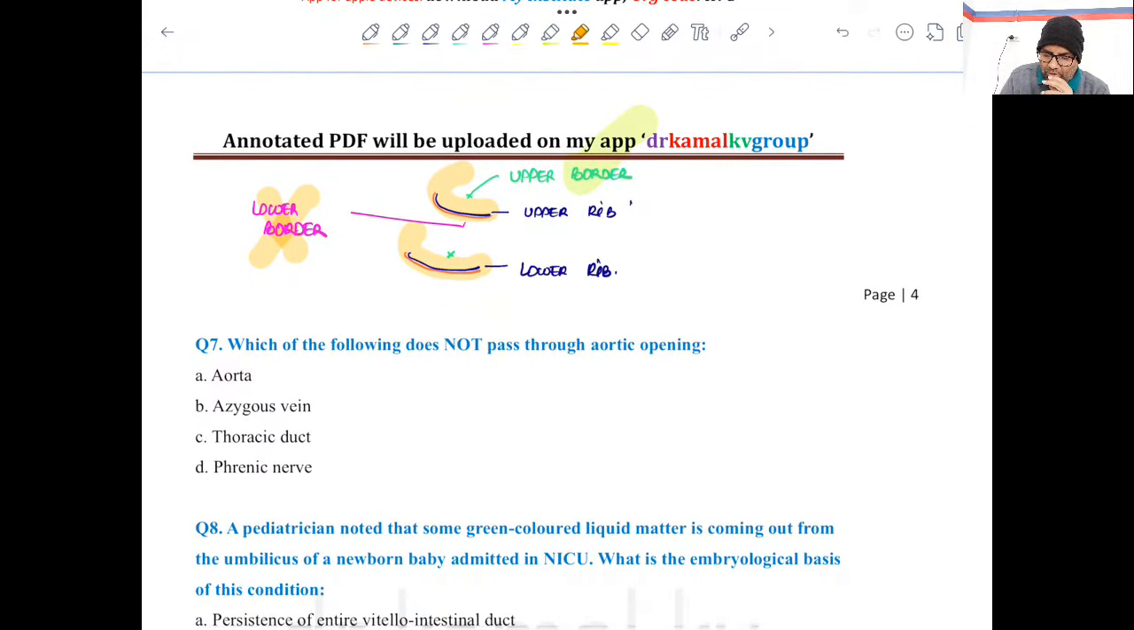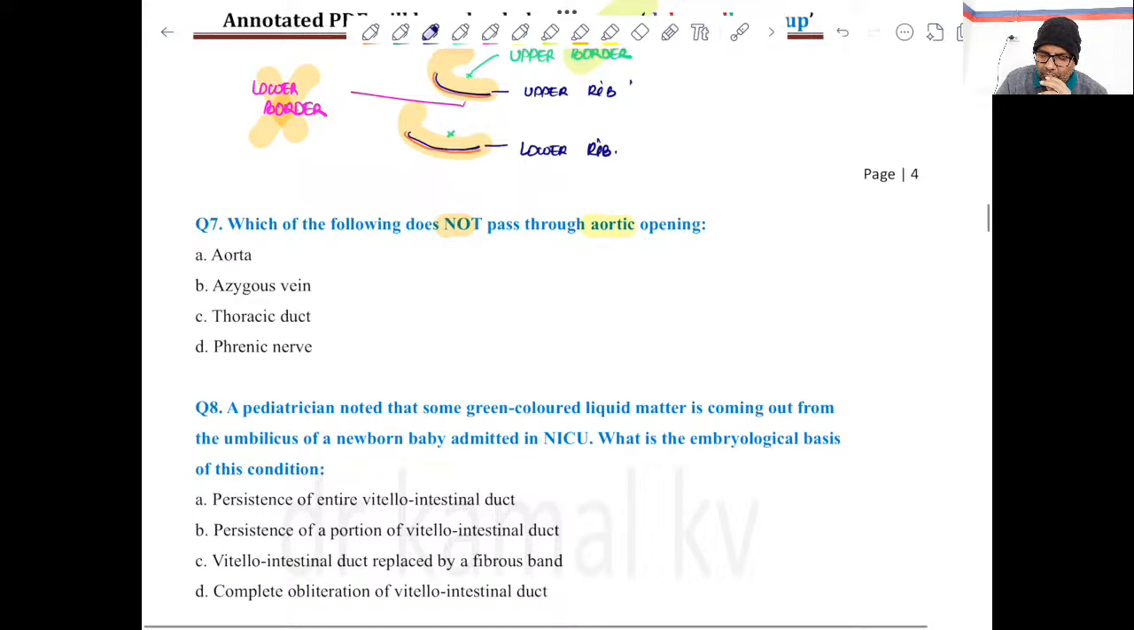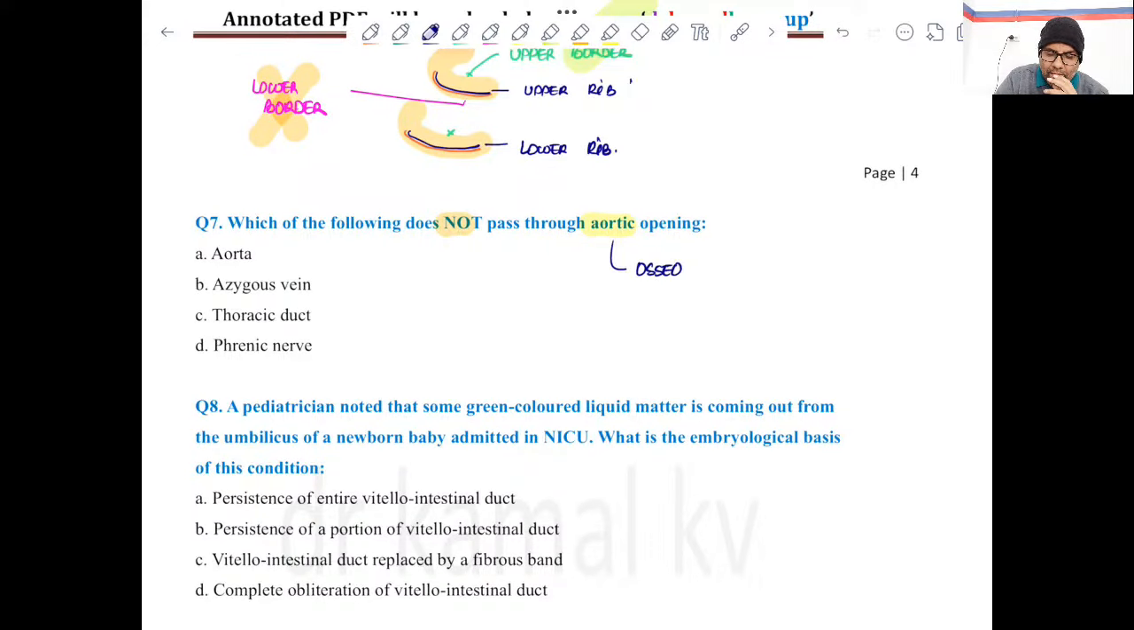Which of the following does not pass through the aortic opening? Now, the aortic opening is an osteoaponeurotic defect. Clear? And this means that the lumen of this opening remains unchanged, whether the diaphragm is contracting or relaxing. And from here, I think most of you must be knowing this mnemonic, ATA. So A for azygous vein, T for thoracic duct, and A is for aorta itself.